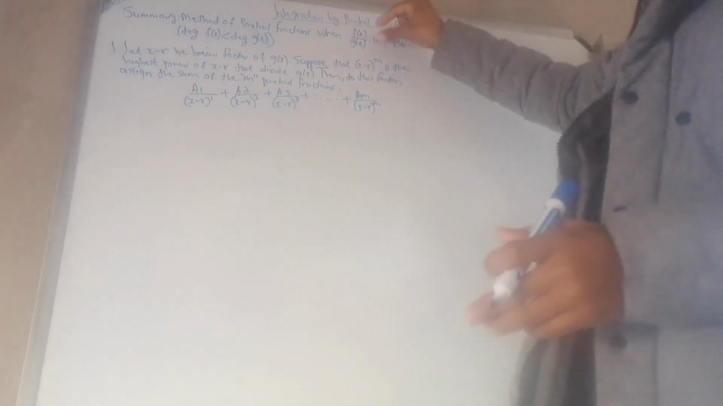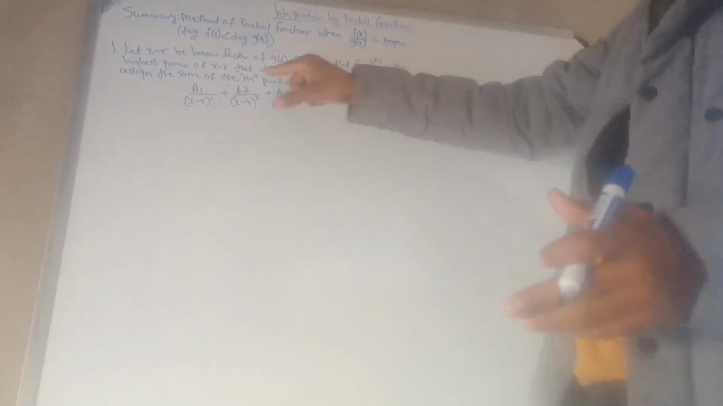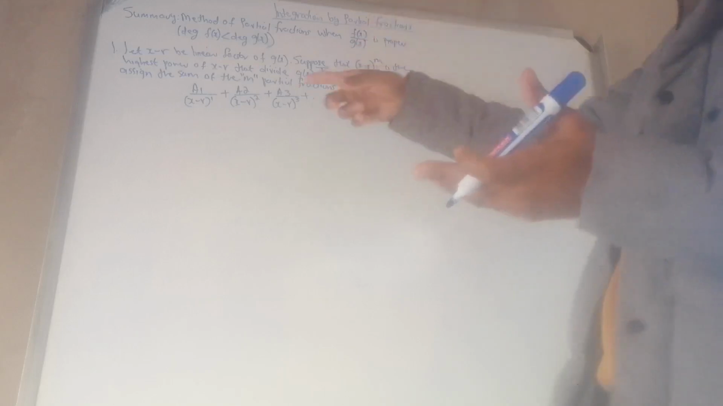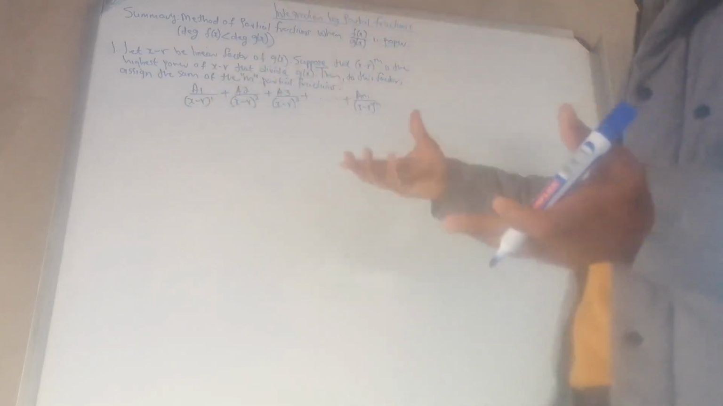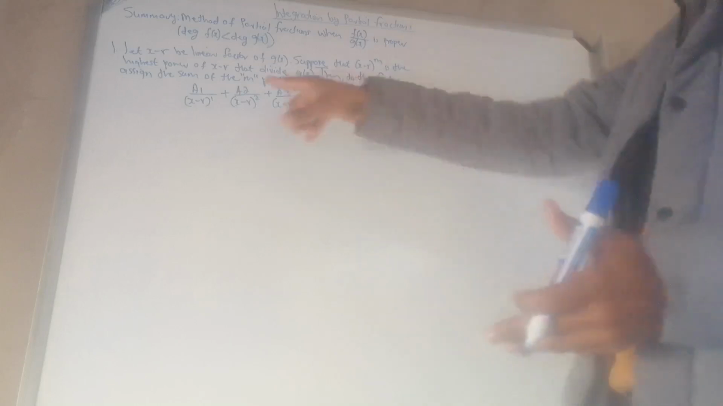To this factor of x minus r, which is a linear factor of g at x, what are we doing? We are assigning the sum of the m partial fractions, in that order of increasing. Because this is the method of partial fractions, f at x divided by g at x, let a1 represent the numerator and x minus r represent what? The linear factors of g.